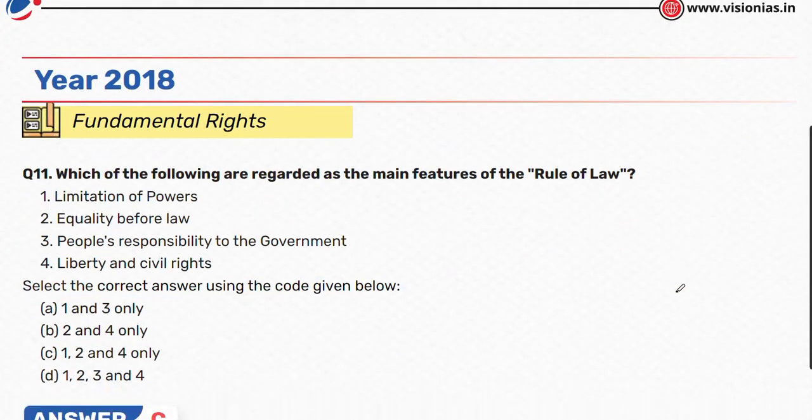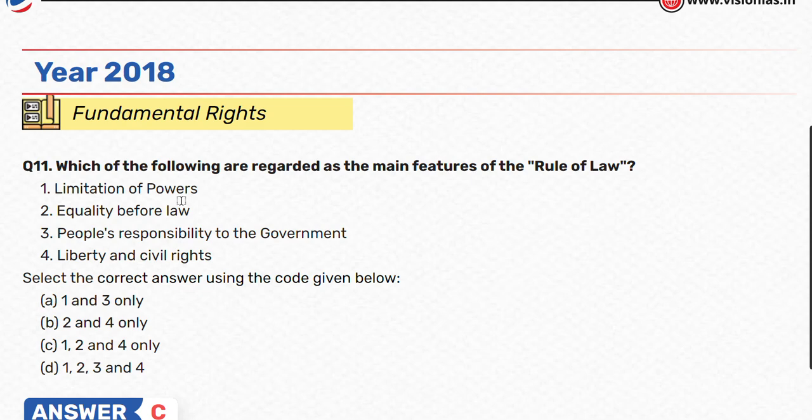Okay, all this. Now, fundamental rights. There is a question from fundamental rights. Which of the following are regarded as the main features of the rule of law? Main features of the rule of law: limitation of powers, equality before law. Yes, equality before law. This is correct.